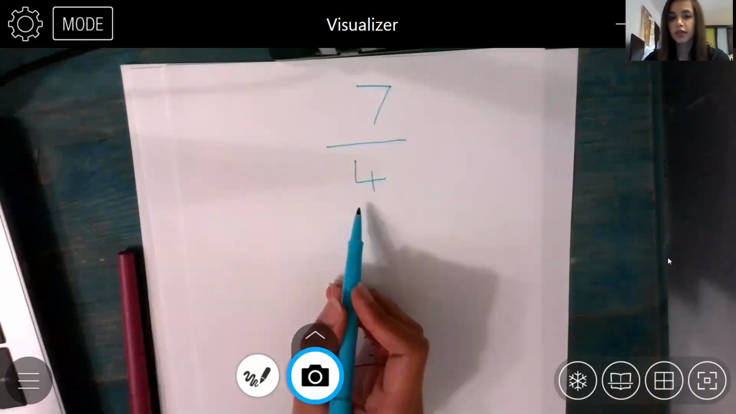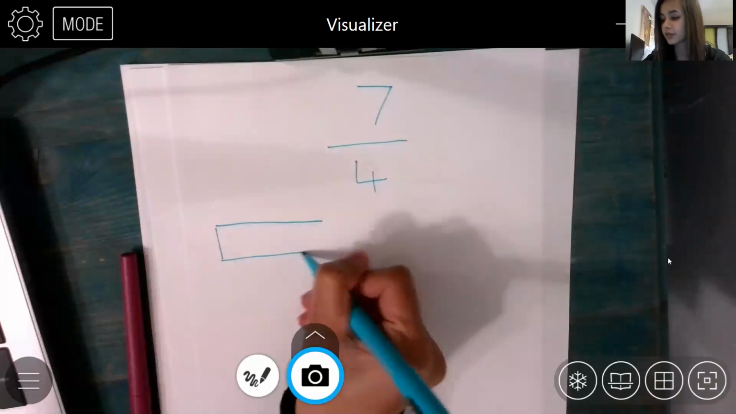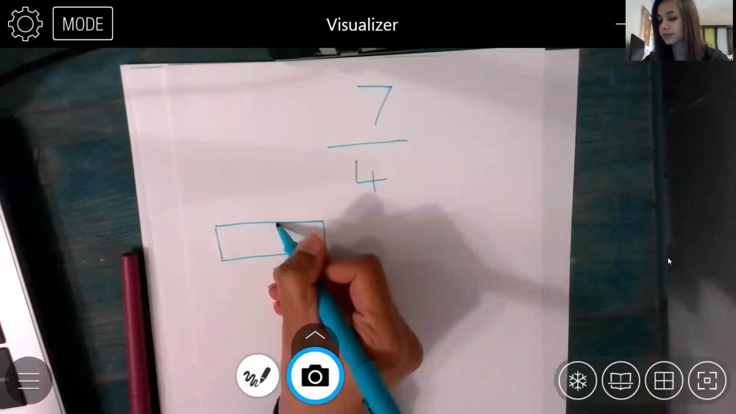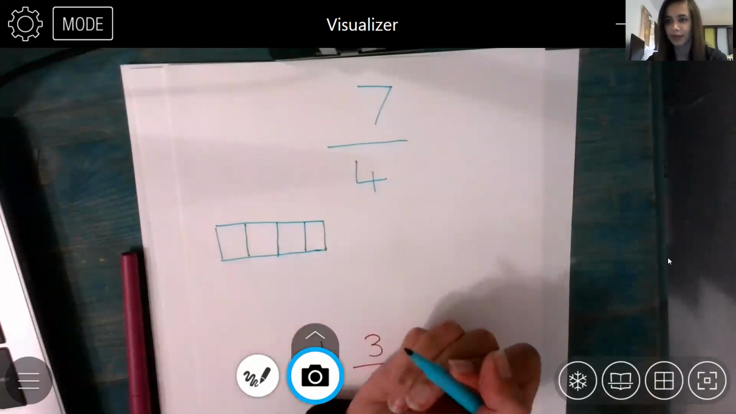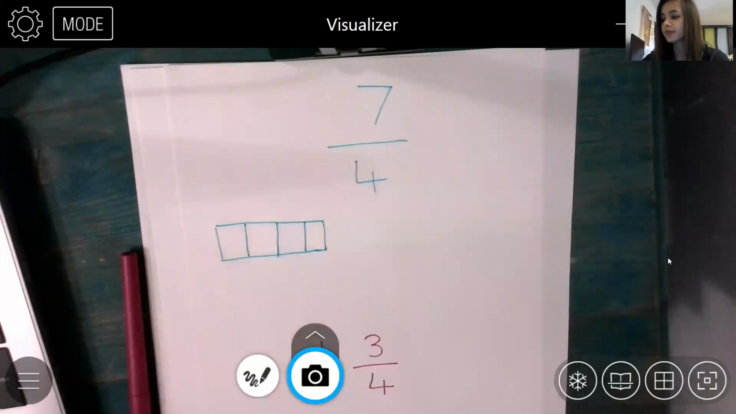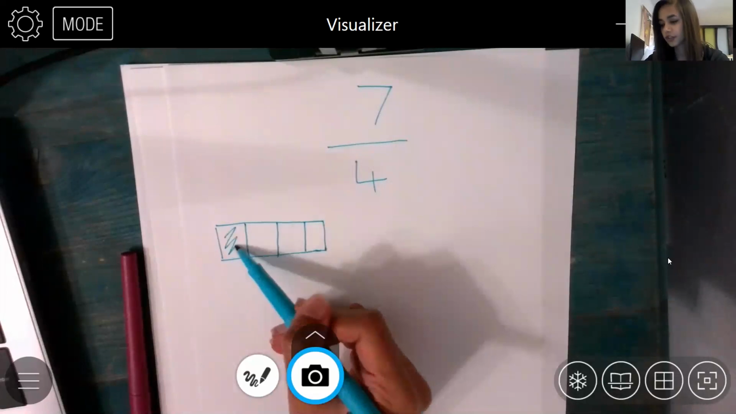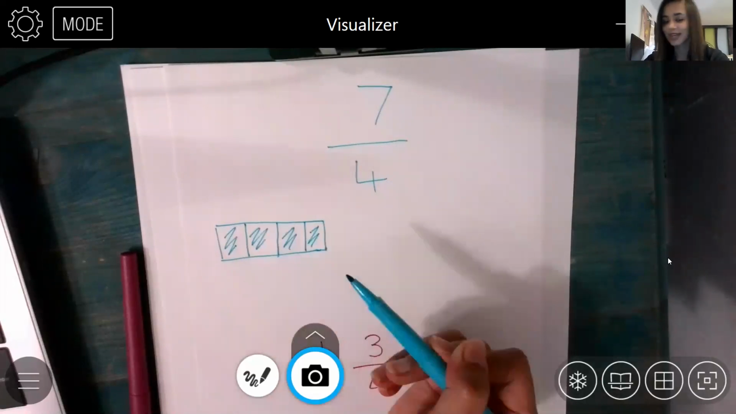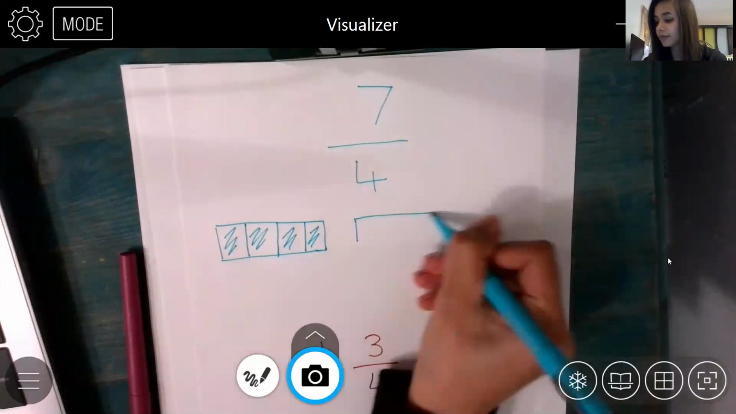So again, my denominator tells me how many equal parts I need to split my bar into. So I draw a bar and I'm going to split it into 4 equal parts, or as equal as I can do them without having squared paper. Now, I need to shade in 7 parts. So I'm going to go 1, 2, 3, 4. Can't shade in anymore. So again, I need to now draw another bar.